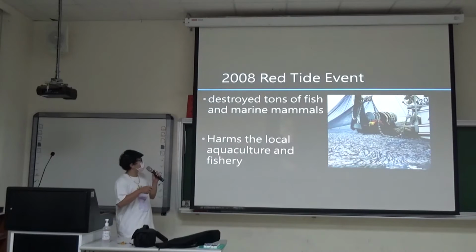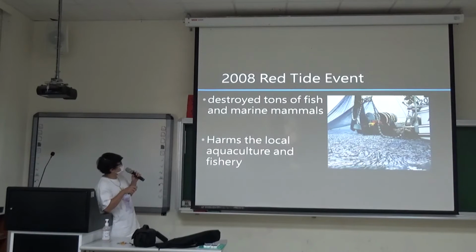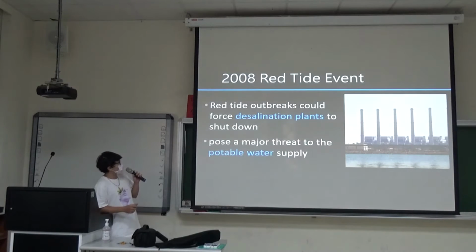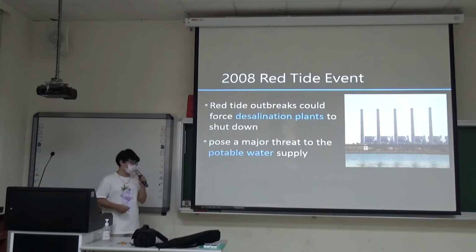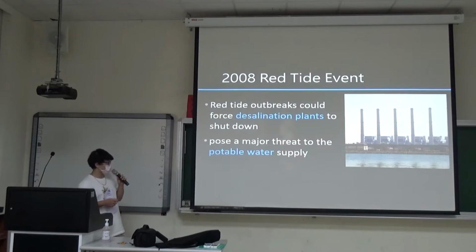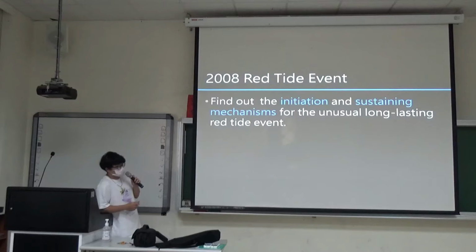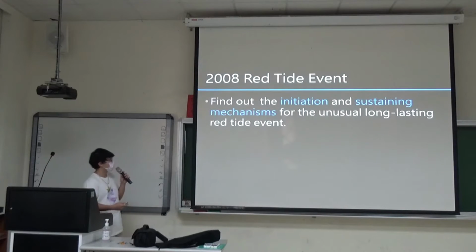And I'm going to talk about the 2008 red tide event. The red tide had destroyed tons of fish and marine mammals. It also did harm to the local agriculture and fishery. And furthermore, red tide outbreaks could force desalination plants to shut down, posing a major threat to the potable water supply. Our study is for finding out the initiation and sustaining mechanism for the unusual long-lasting red tide event.